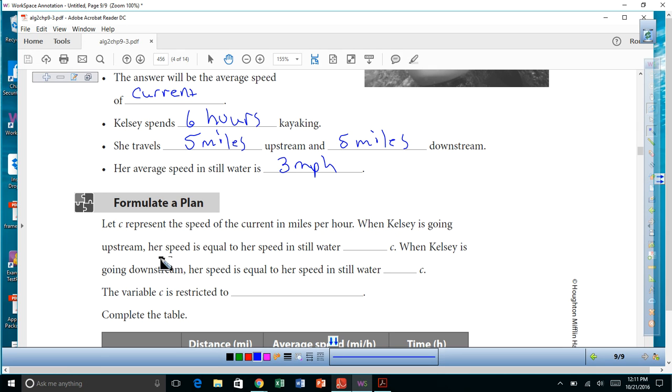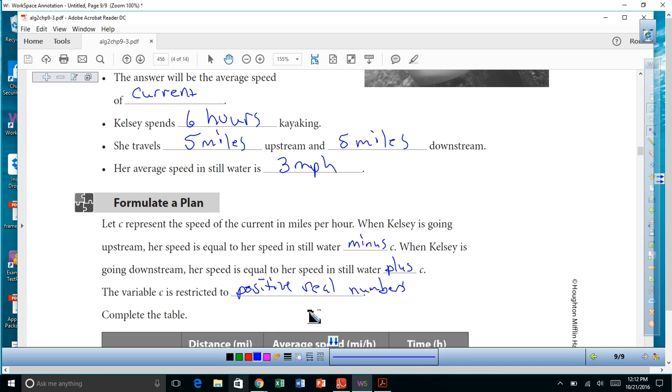When Kelsey is going upstream, her speed is equal to her speed in still water. She's going upstream, so she's going against the current, minus the current, or C. When Kelsey is going downstream, her speed is equal to her speed in still water plus the current, because the current's pushing her. The variable C is restricted to positive real numbers.